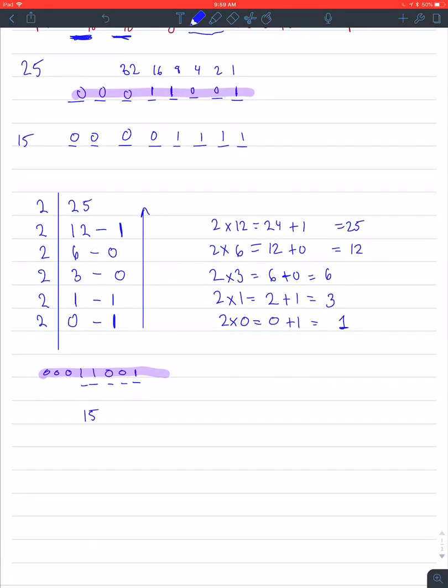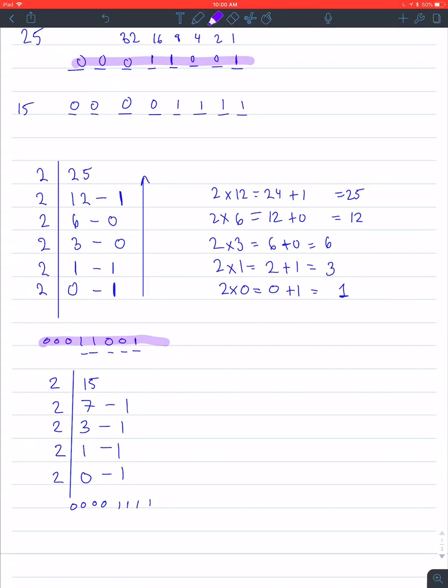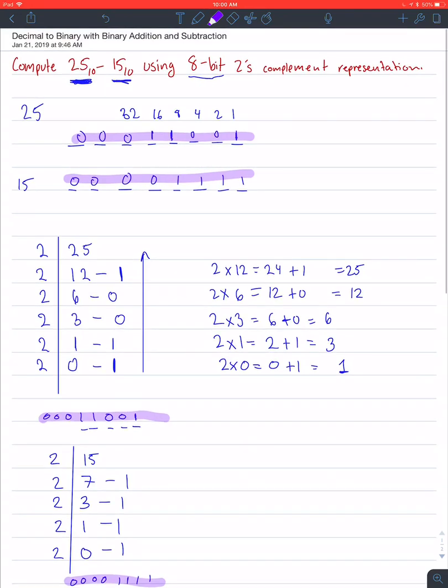So 15 divided by 2 each time. 7 times 2 is 14, so you're going to have a remainder of 1. 7 divided by 2 is 3, and you're going to have a remainder of 1. 3 divided by 2 is 1, remainder of 1. Then 0, remainder of 1. So I know I'm going to have 1, 1, 1, 1, and then 4 zeros. And that's exactly what we got up here as well. Alright, so the first step is done.